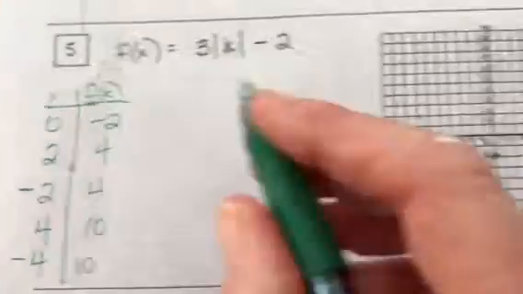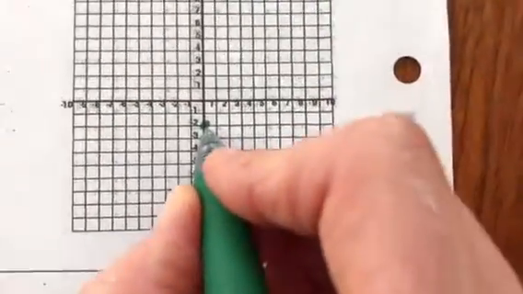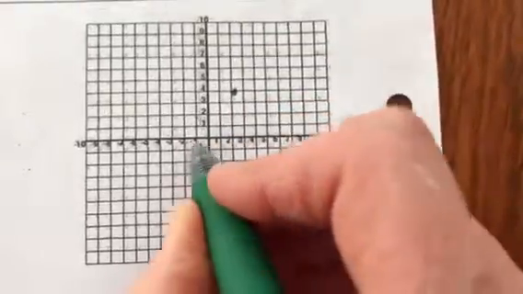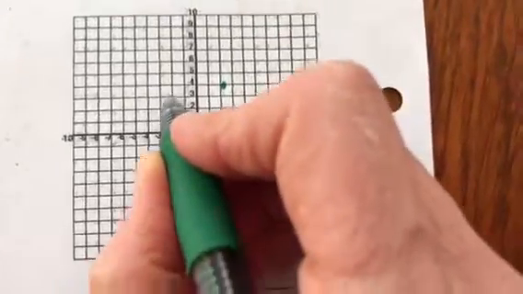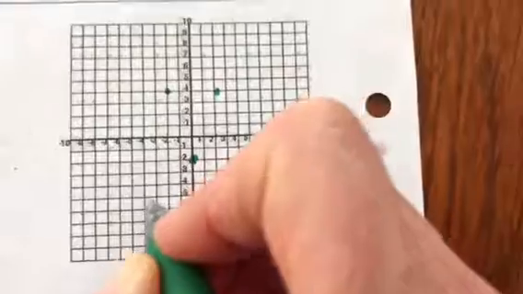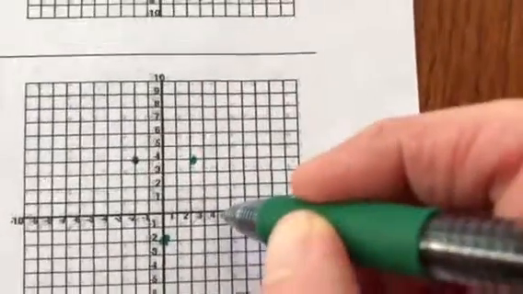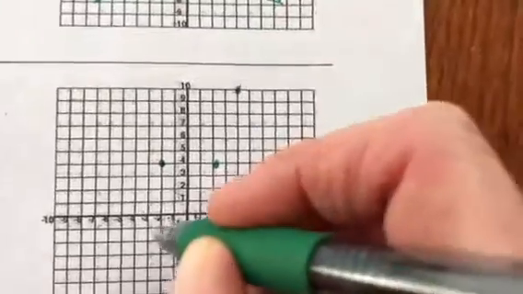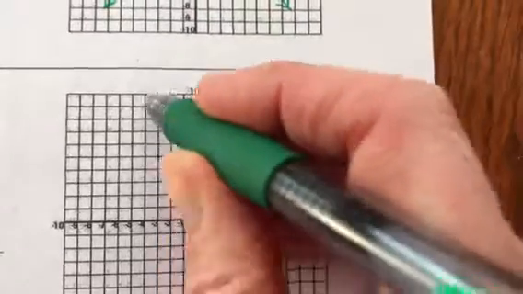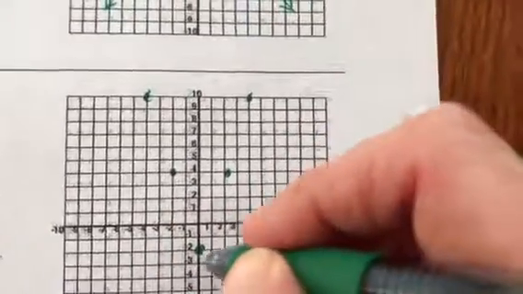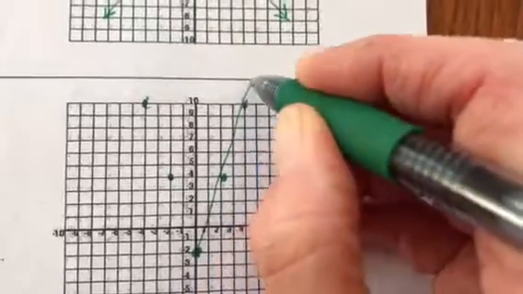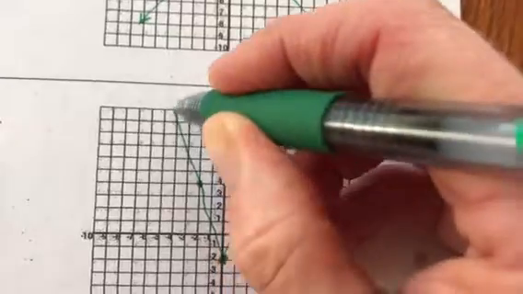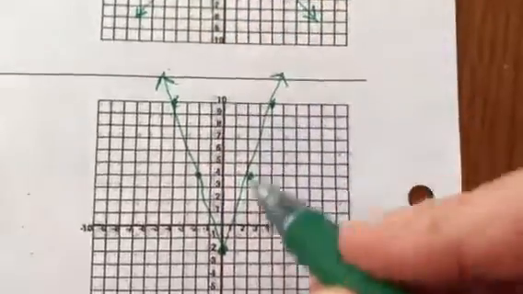So my first point, 0, negative 2. I already got it. 2, 4 is right here. Negative 2, 4 is right here. 4, 10 is right here. Woo! All the way at the top. And negative 4, 10, all the way at the top. So here's what it looks like. Pretend I hit those points, okay? Give me a little grace here since I am looking through my phone. You guys can use a straight edge, a ruler.